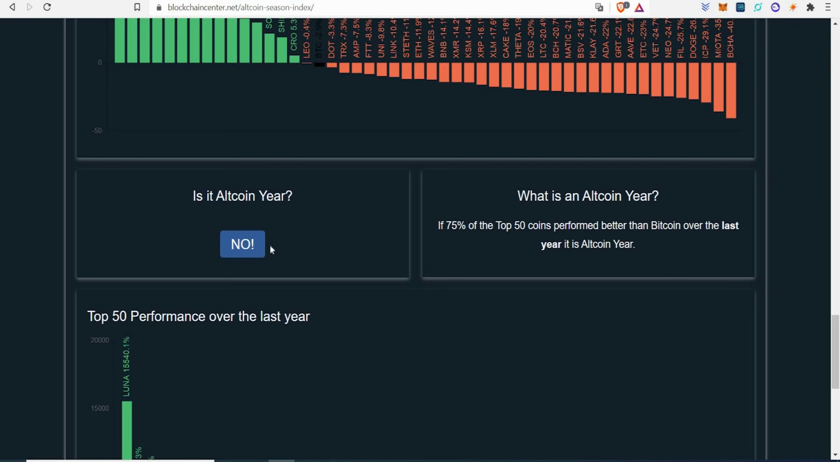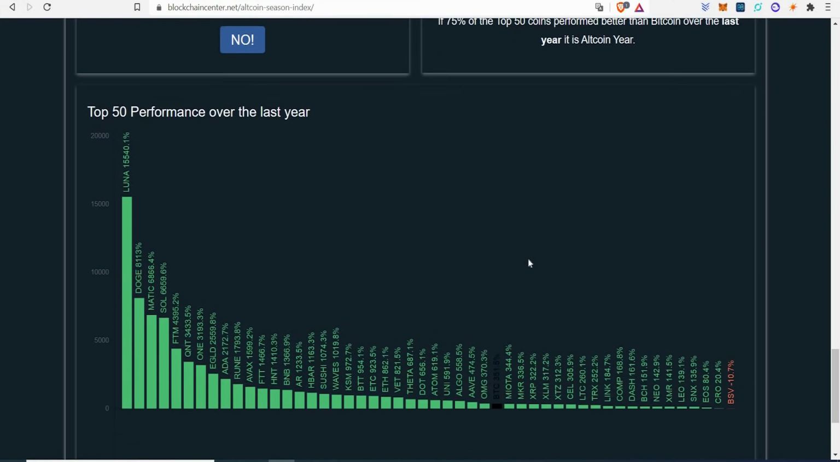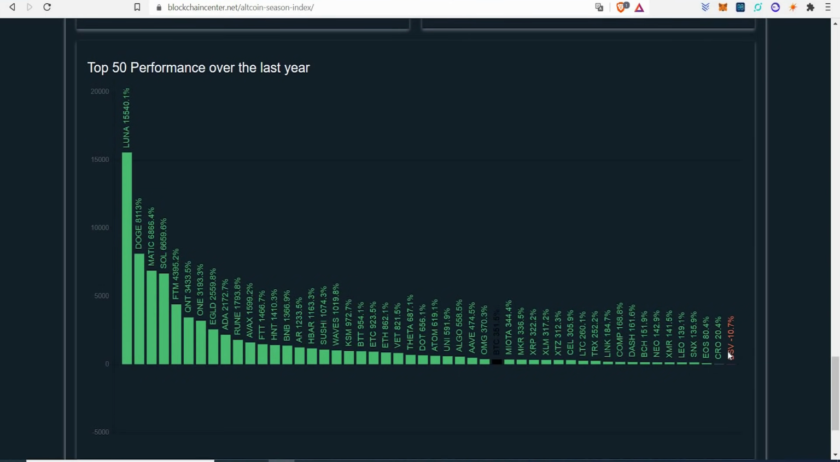is this an alt season year? They're saying no. But again, when 50% of the coins or 75% of all 50 coins are performing better over the year, take a look at this. We're not far off. The only one that's lacking right now is BSV. Maybe BSV needs to just disappear and then a new coin come back on.